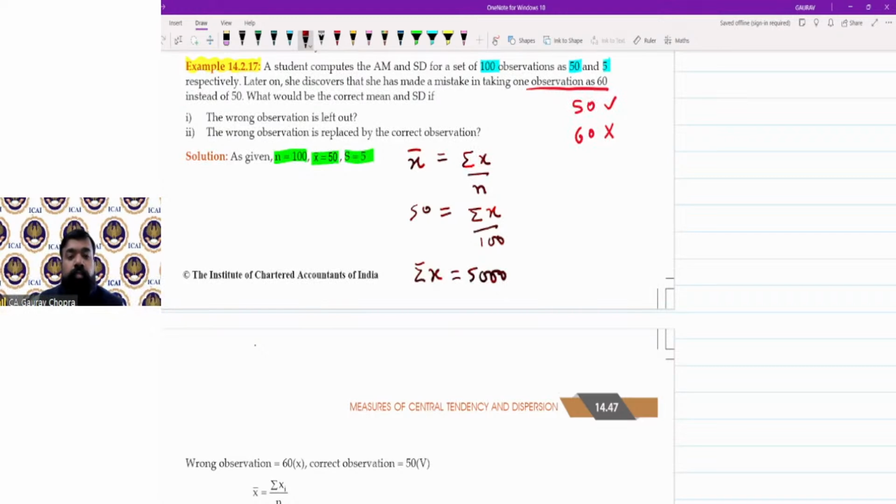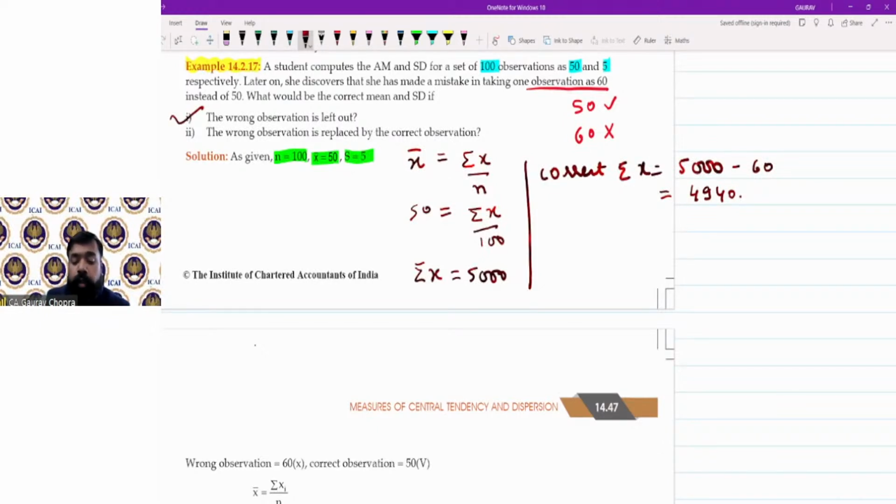Sigma x is 5000. Now we have to do the correction here. So as per the first part, we have to leave out the wrong observation. So the correct sigma x will be 5000 minus, remove the left out, that is remove the 60 from here, you will get 4940. This is the correct sigma x.